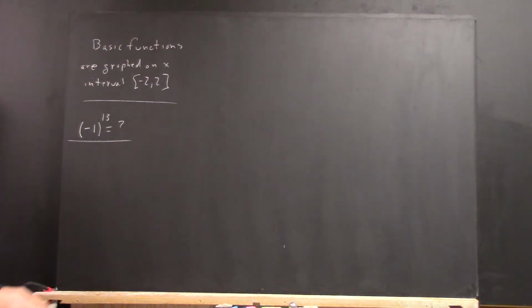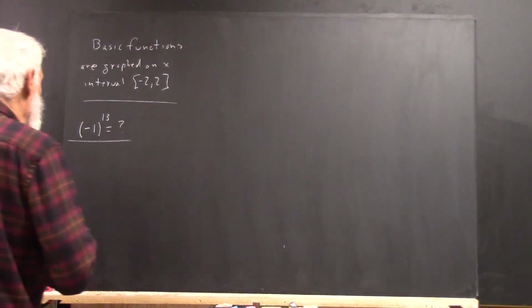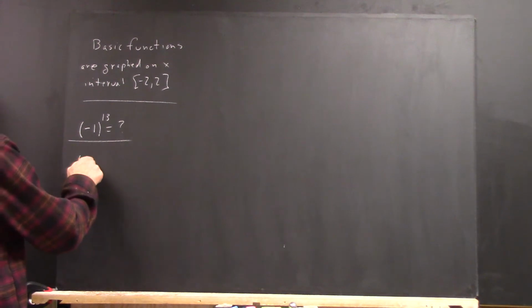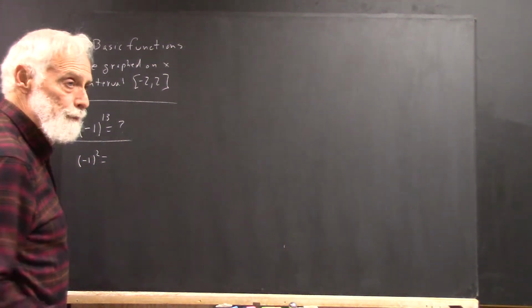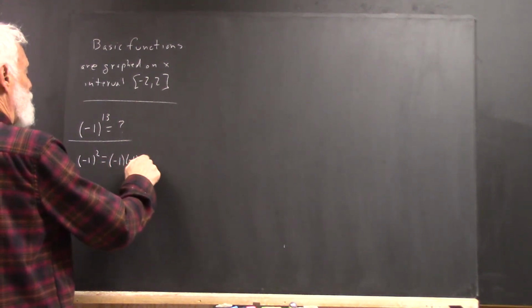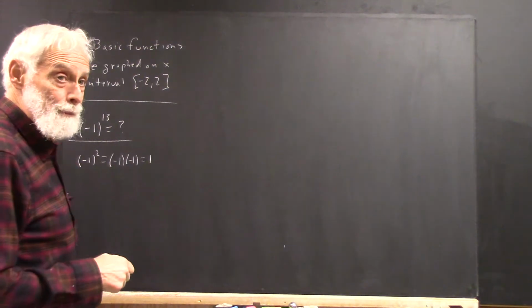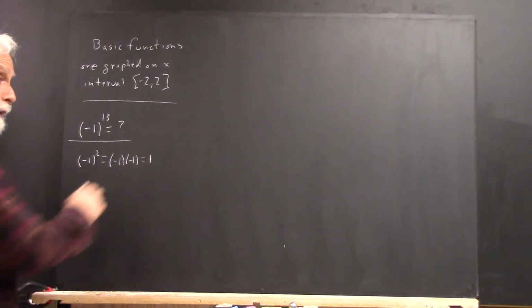Well, we had some debate in the class. Is it 1 or is it -1? Or is it maybe something else? Well, let's see. What's -1 squared? Well, let's be careful. It's -1 times -1, which is 1, because 1 times 1 is 1, and negative times negative gives you a positive, right?